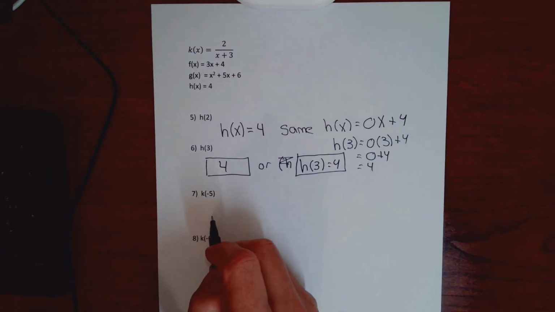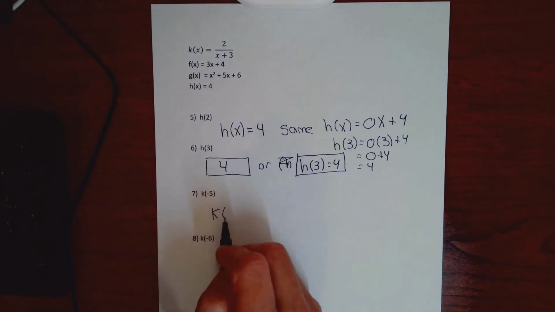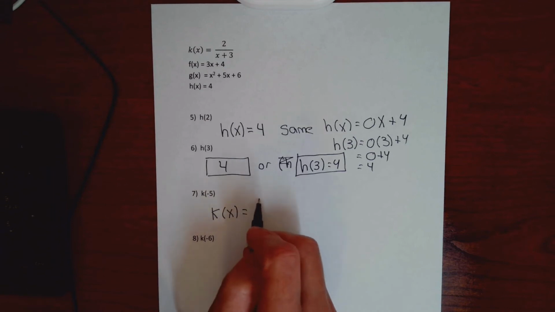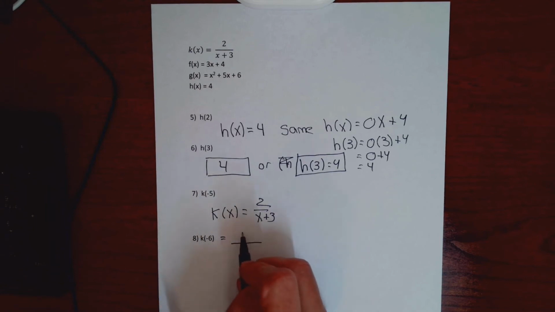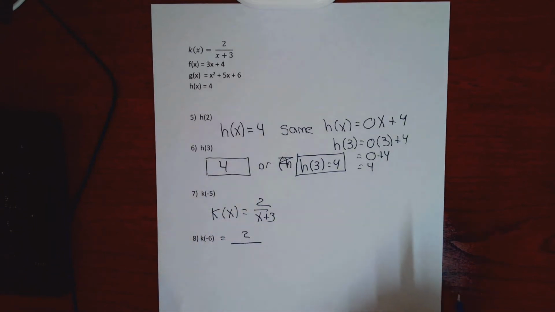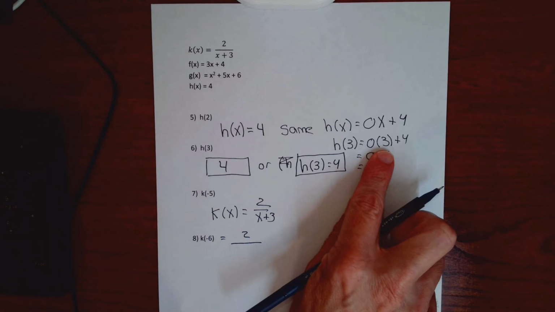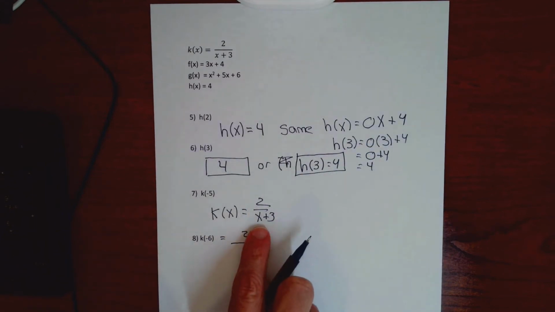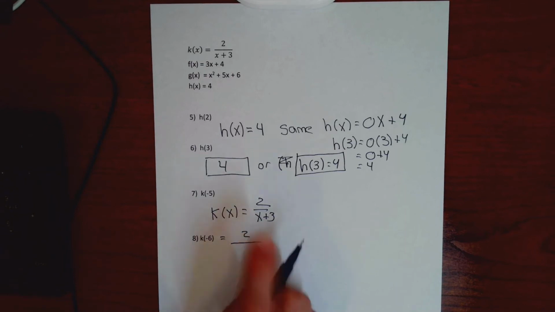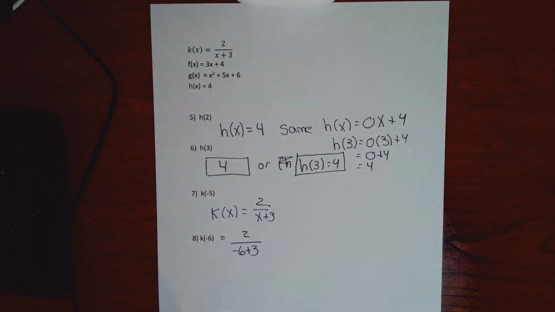8 is calling out the k function. The k function for this set of 18 problems is written as 2 over x plus 3. I'm asked to find k of -6, so I'm going to change the x to -6. Usually when I'm replacing a variable, I use a parentheses, but I don't when it's a naked letter. When the letter doesn't have an exponent or a coefficient, when I substitute, I usually just put the number in without a parentheses.